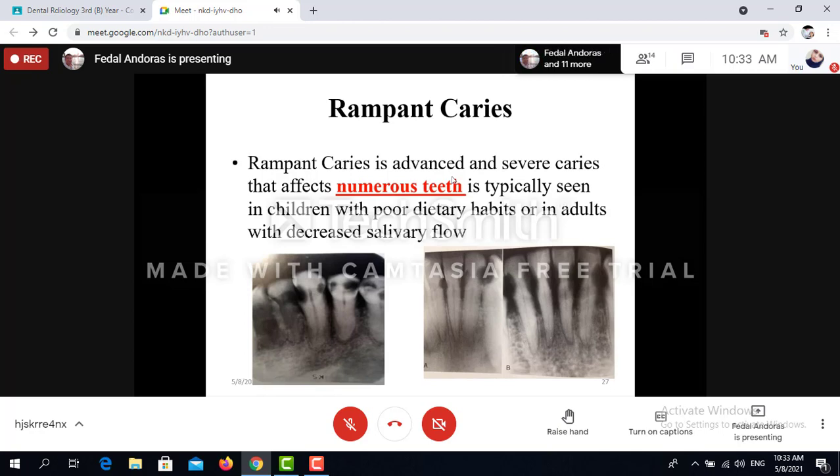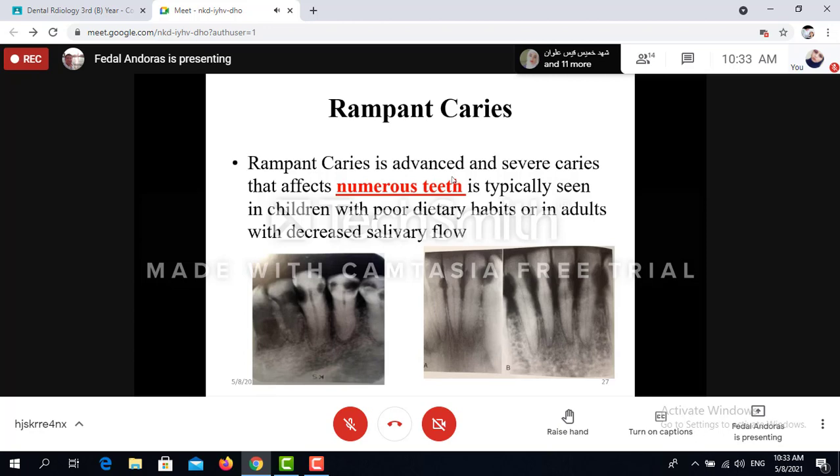But if there is a decreased salivary flow, it is one of the problems that cause rampant caries, and there are many causes for decreased salivary flow. You will get this maybe next year or the year after in oral medicine.